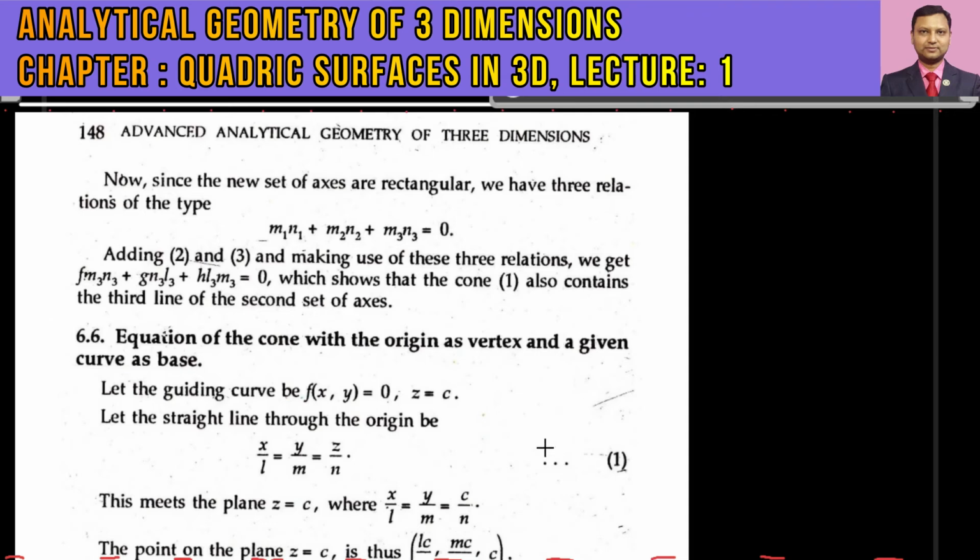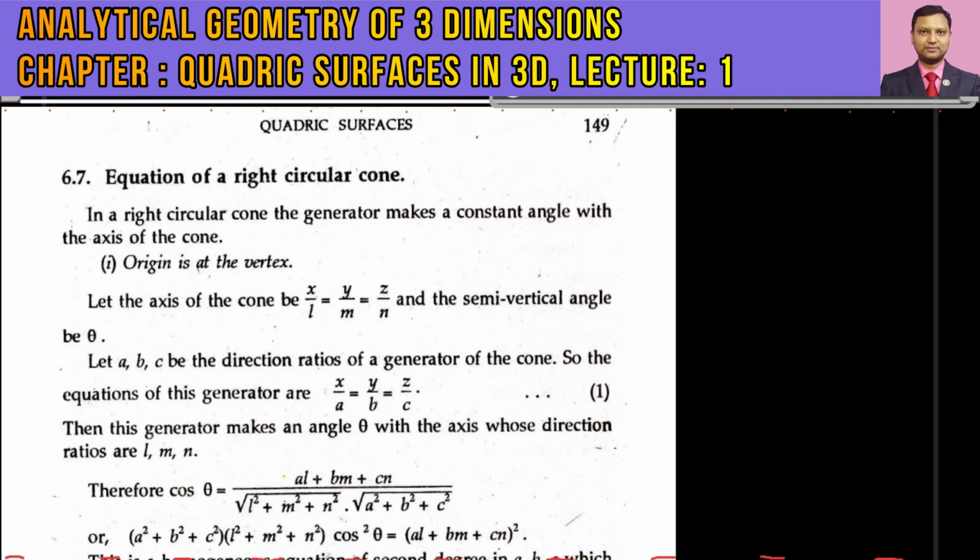Now you see we are going to find out the equation of a cone with the origin as the vertex or a given curve as the base. I mean, what I mean to say is that suppose we are given a curve like this, and we are given the vertex. In that case, we will have to find out the equation of this cone. Okay, how to find out the equation of the cone, that I am going to discuss over here. But instead of theoretically discussing this result, let us discuss it by an example.